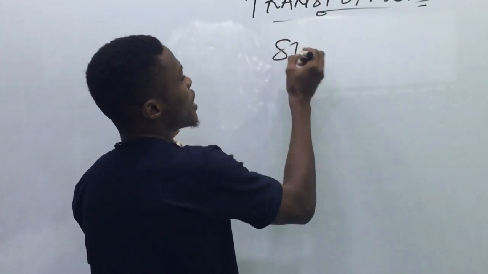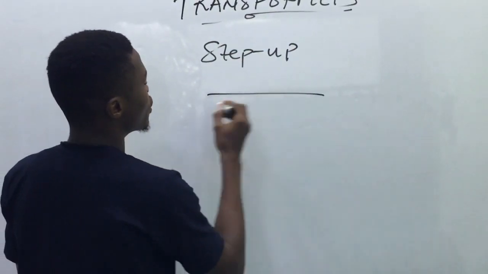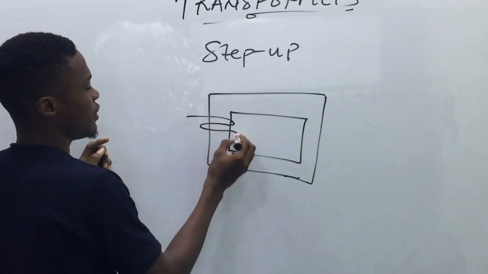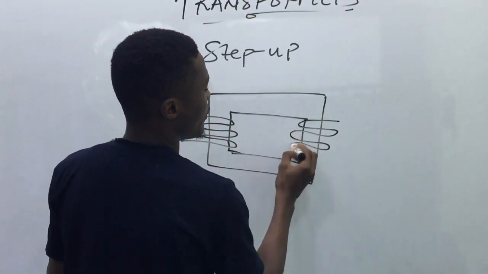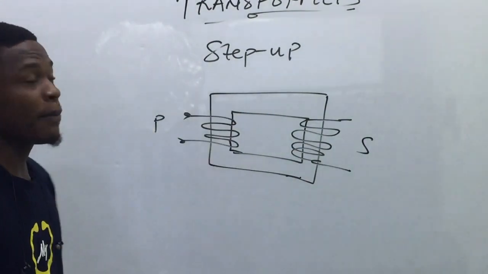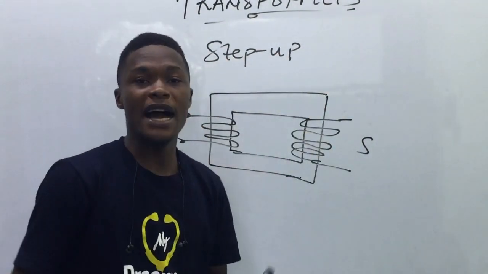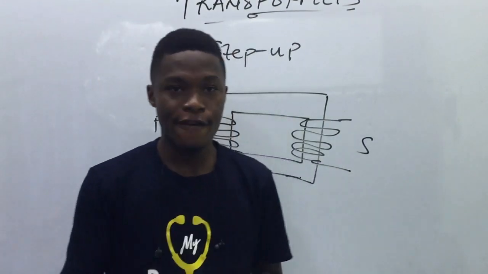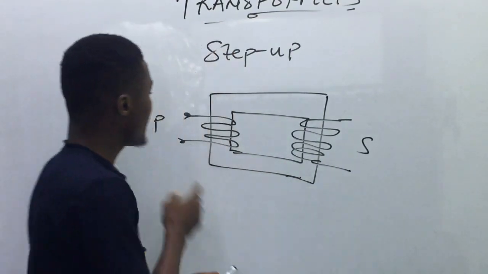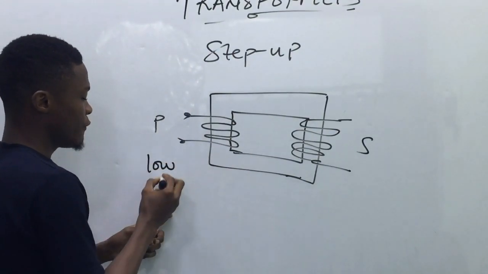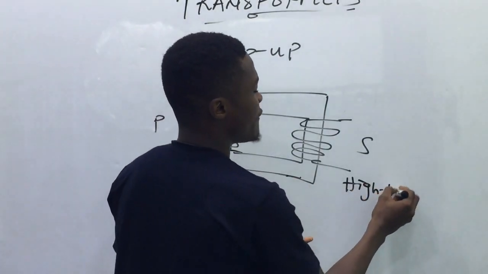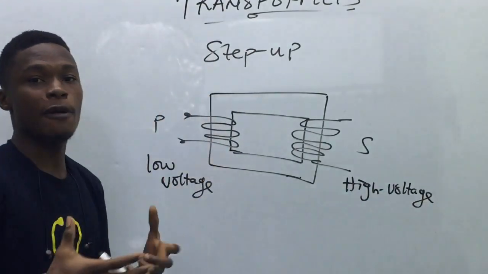For the step-up transformer, look at the structure of that transformer. They follow the same thing. We have our primary here. This is our primary and this is our secondary coil for a step-up transformer. Just like the name implies, a step-up transformer is used to increase the magnitude of a voltage. So if I want to increase the magnitude of a voltage, I use the step-up transformer. If I put in a low voltage on this side, I will get a high voltage on this side. That is what a step-up transformer does.